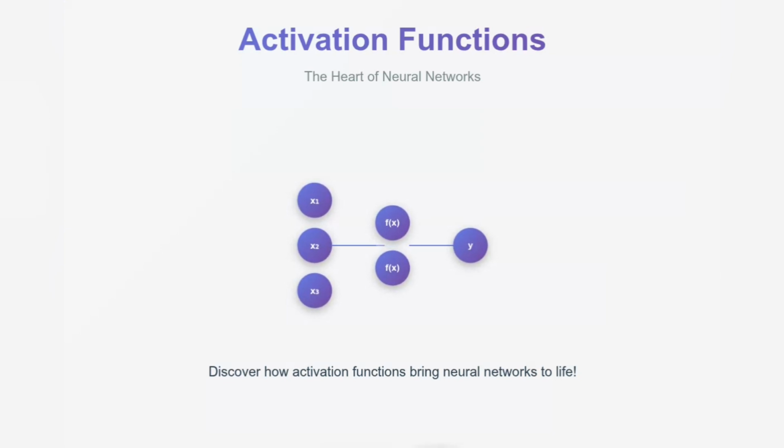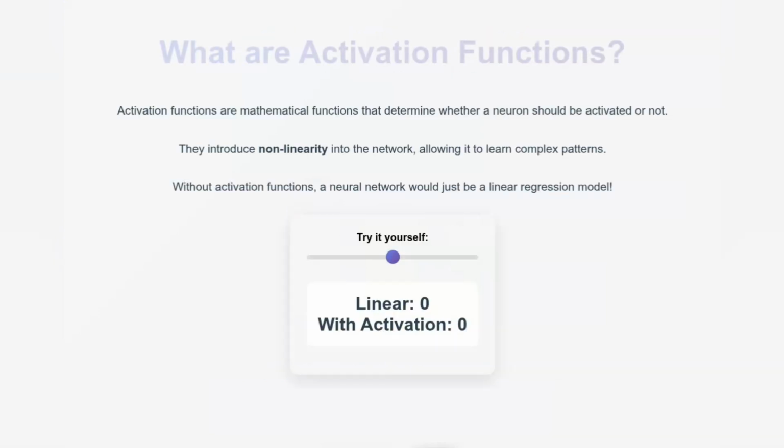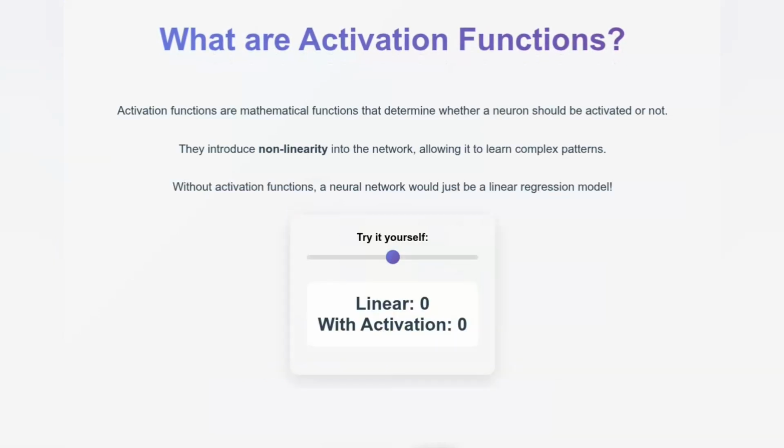So, what exactly are activation functions? Think of them as gatekeepers within each neuron of a neural network. After a neuron processes its input, a simple weighted sum, the activation function decides whether that neuron should fire or be activated, and if so, how strongly.